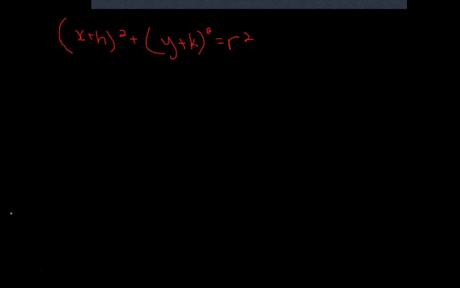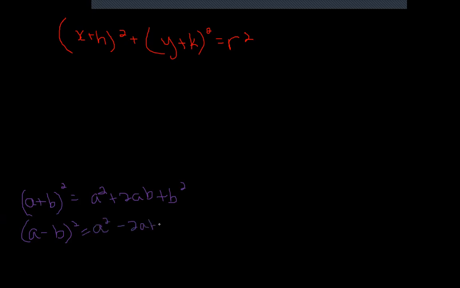The general rule, just in case you didn't already learn it in math class: (a plus b) squared is the same as a squared plus 2ab plus b squared. And (a minus b) squared is a squared minus 2ab plus b squared. That's just a rule whenever expanding brackets like that, right?